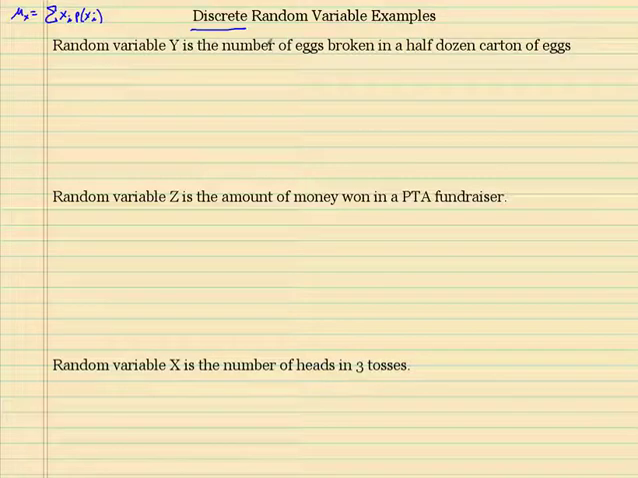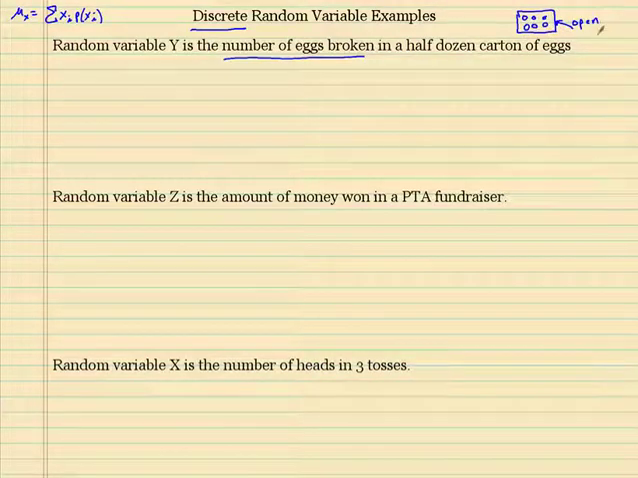Is the number of eggs broken in a half dozen carton of eggs. So you have 6 eggs, 1, 2, 3, 4, 5, 6. You open it and you say, how many are broken? So the random variable is the number of broken eggs, and it's a y. So this is the probability of y.